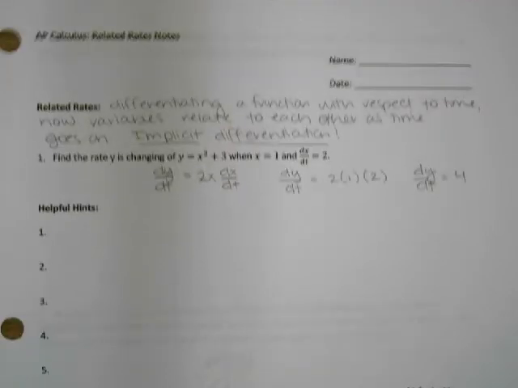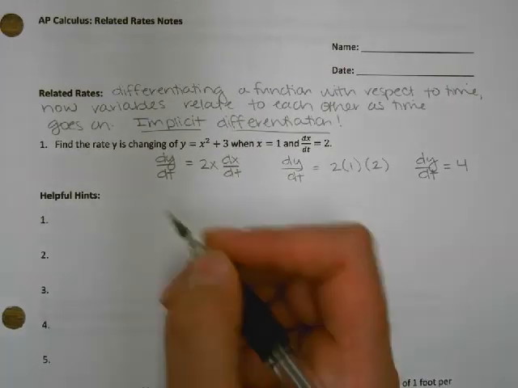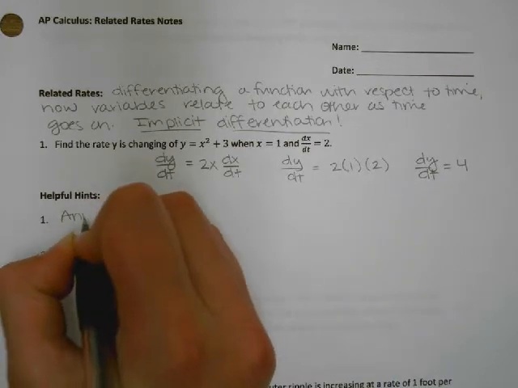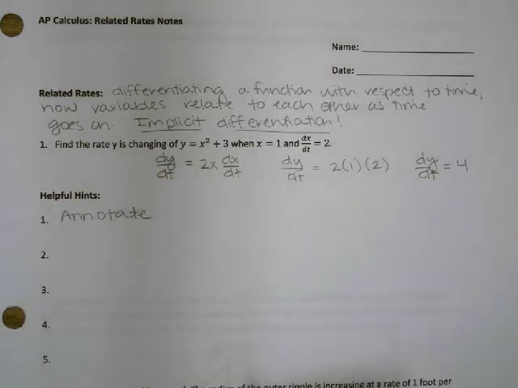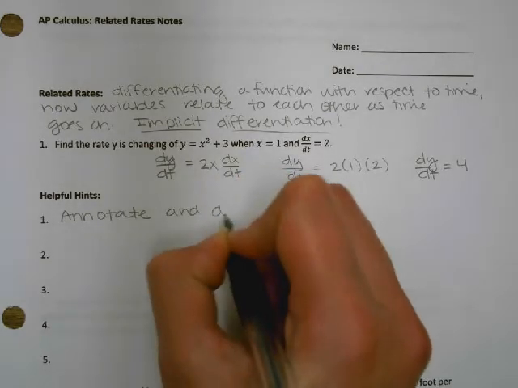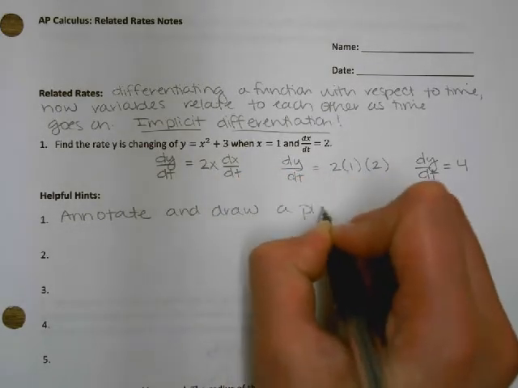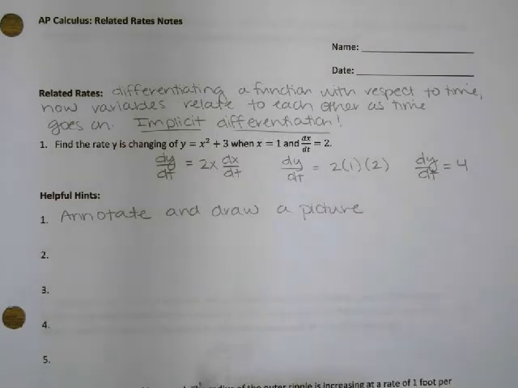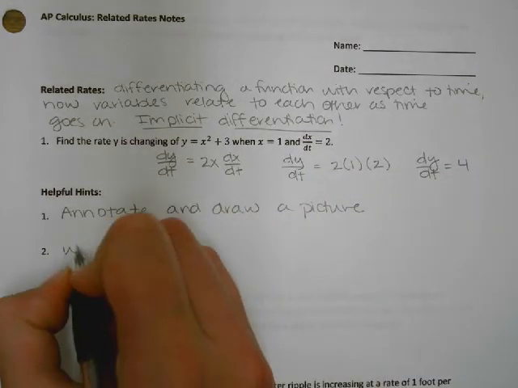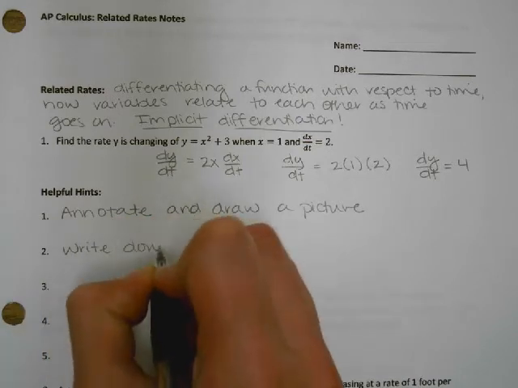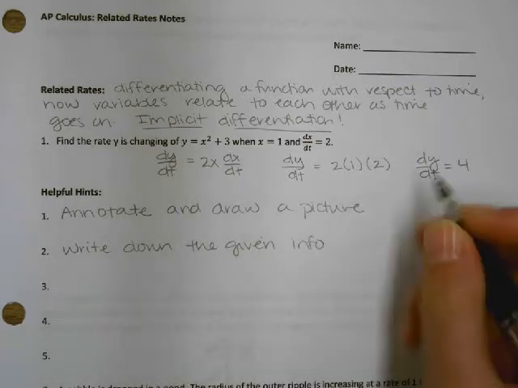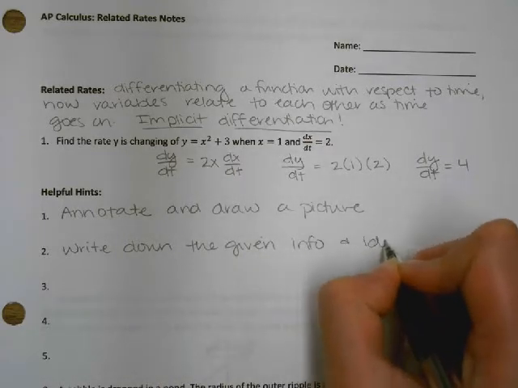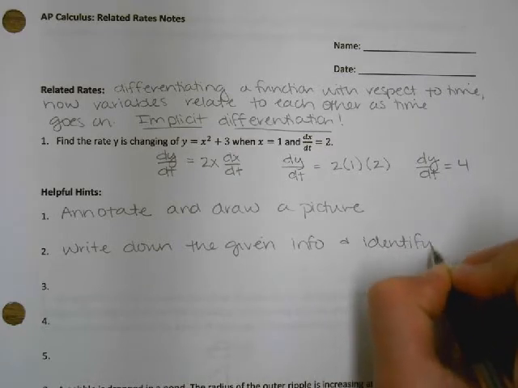All right, so here are some helpful hints to get started. The first thing we want to do, since you guys are not scared of the word annotate, I'll go ahead and use it: annotate the problem. Underline things that are important, highlight things that are important. Annotate and draw a picture. Second, we want to write down the given information and identify what you're trying to find.